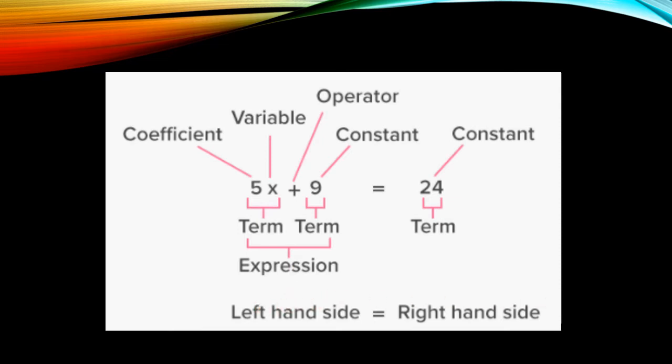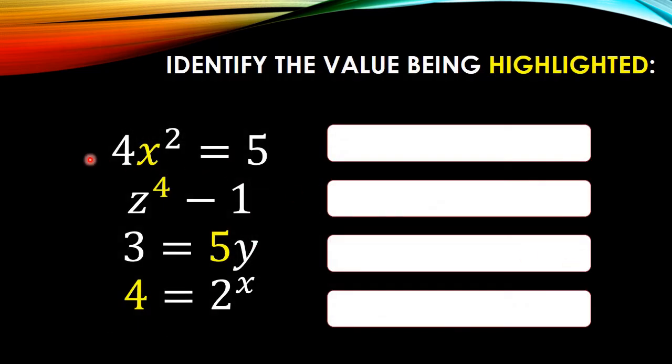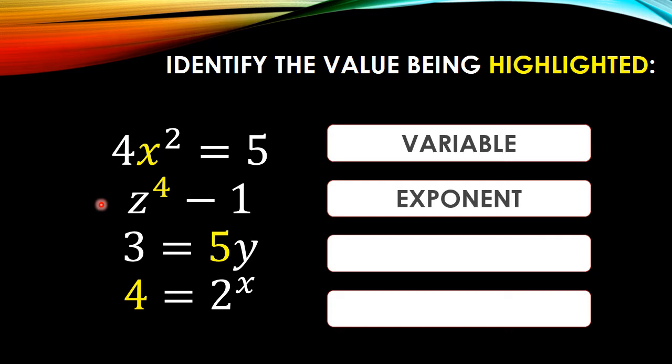So, natay left-hand side, let us identify the values being highlighted. So, first one, we have 4x squared equals 5. Unsa man ang x din ha? Yes, you are correct. That is a variable. How about the second one? Z to the power of 4 minus 1. What is to the power of 4? Yes, that is correct. That is an exponent. 3 equals 5y. What is 5? Yes, coefficient. And 4 equals 2x to the power of x is, what is 4? 4 is the constant.